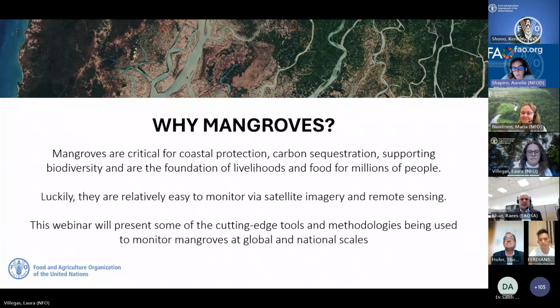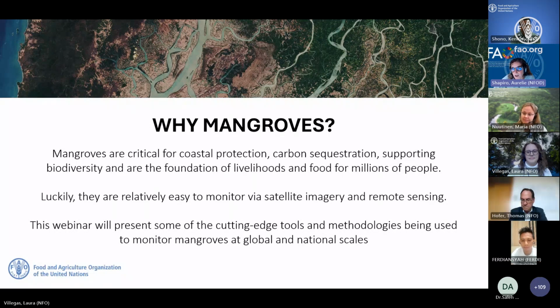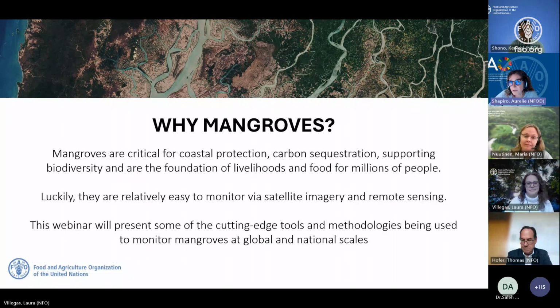So this webinar will present some of the tools developed by FAO and partners with cutting-edge methodologies and state-of-the-art approaches to monitor mangroves at both national scales, which is relevant for, let's say, REDD or reducing emissions from deforestation and degradation, climate mitigation, any sort of national needs, as well as global projects. So looking at really the global status of mangroves, where we're gaining them, where we're losing them, and where are the hotspots of change.